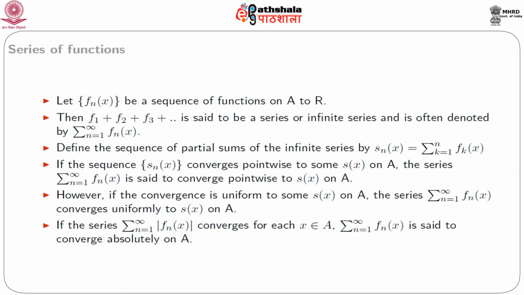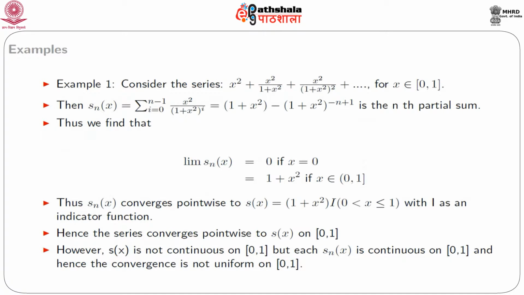In addition, if the series with the absolute values of fn(x) converges for each x belonging to A, the original series, that is the series with fn(x), is said to converge absolutely on A. So, let us consider some examples.